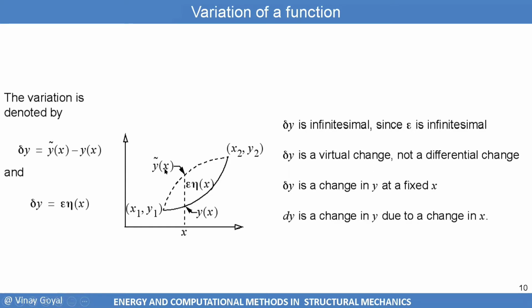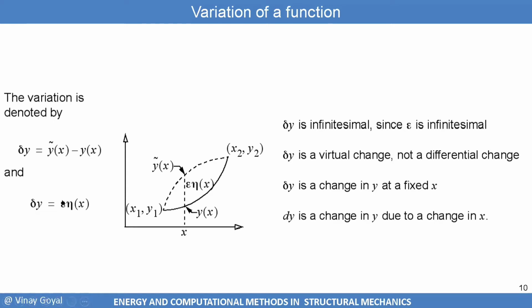So y tilde of x is a fake function, it's a virtual function, and this distance here between y tilde and y, I'm calling del y. And del y will be equal to epsilon times eta of x. Eta of x is a continuous function, and epsilon is an infinitesimally small scalar quantity.